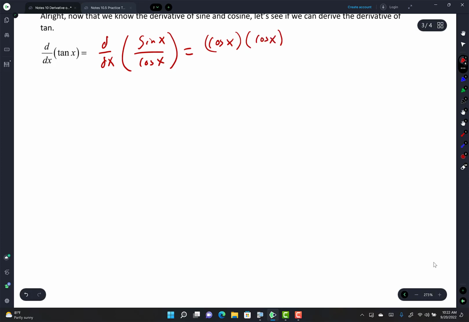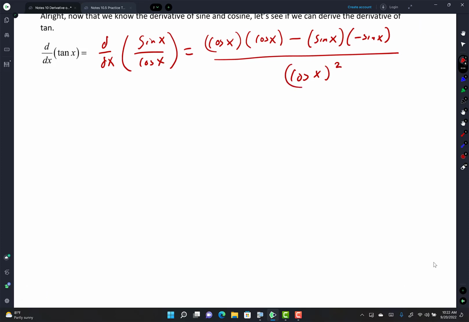Plus or minus? Minus top times derivative of the bottom. What's the derivative of cosine x? All over bottom squared. Perfect. Cosine squared x. You can say cosine x squared. Make sure you put parentheses on it. All right, here we go.